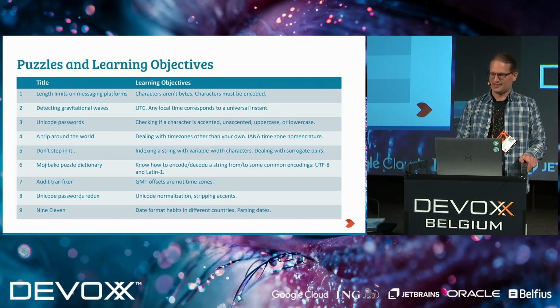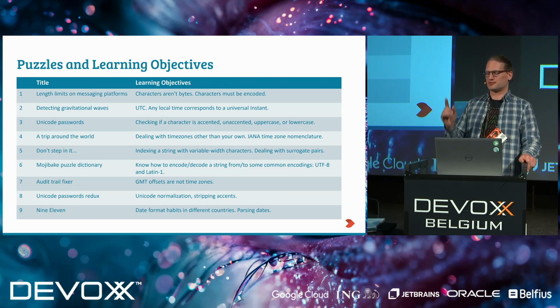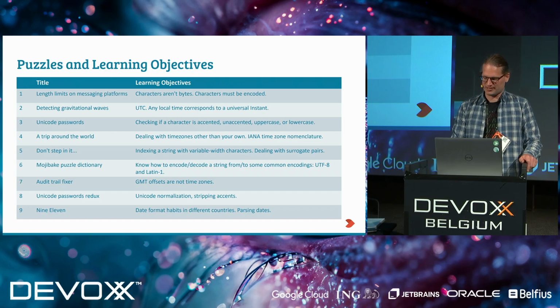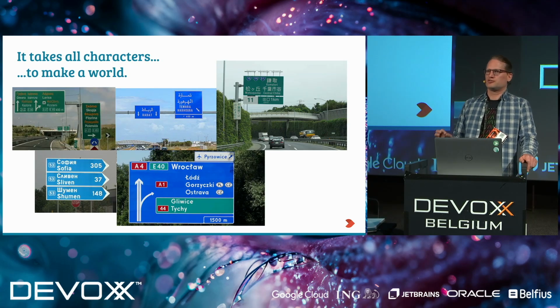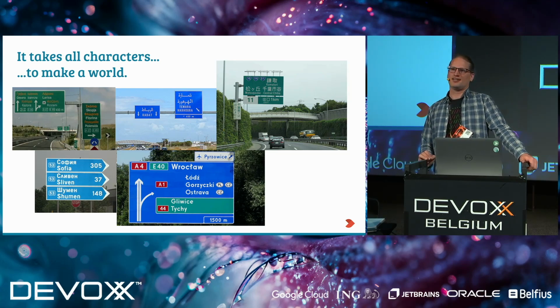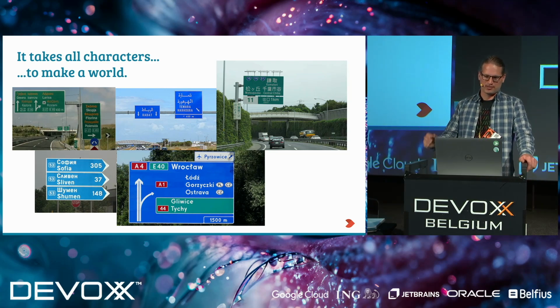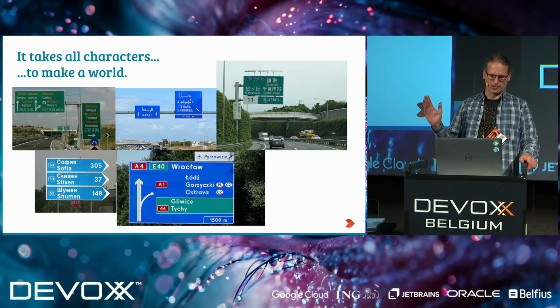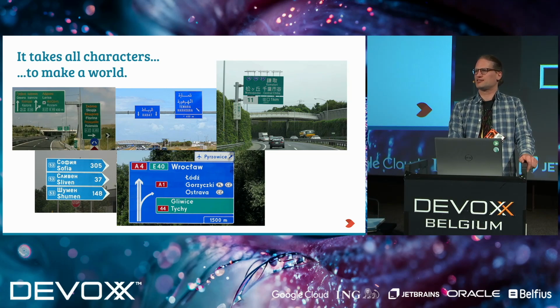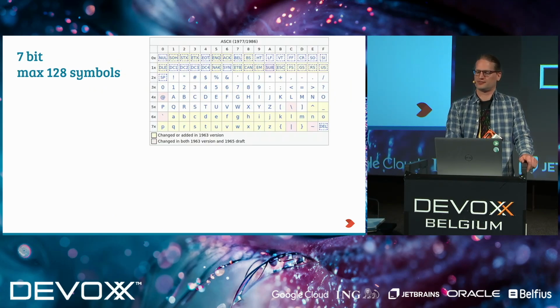So now I'm going to dive into the puzzles. I'm going to explain more about the actual problems. Because to know how characters and bytes relate to each other, you have to realize there are a lot of characters in the world. Just look at these road signs. It's from Japan, Morocco, Bulgaria, Poland. There's a lot of characters in the world. And how many bytes do you need to encode all those characters, right?